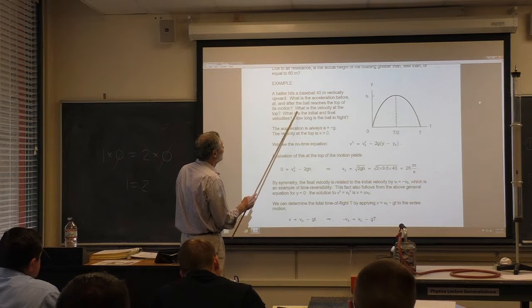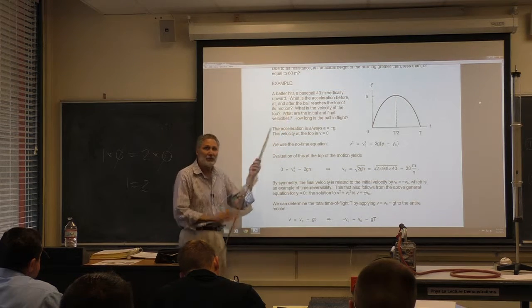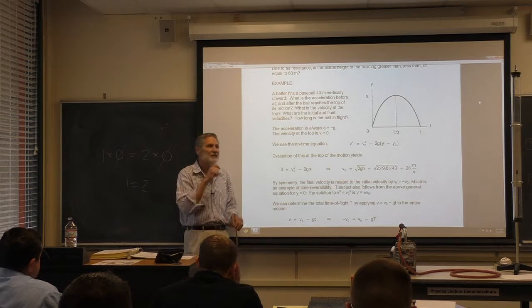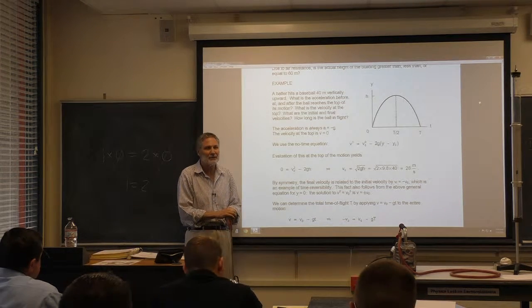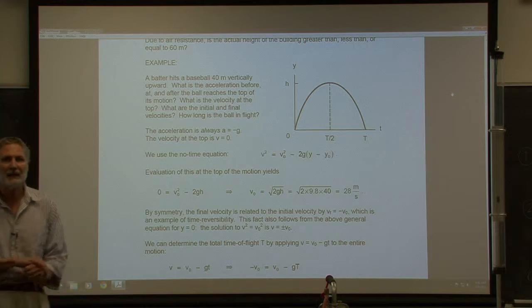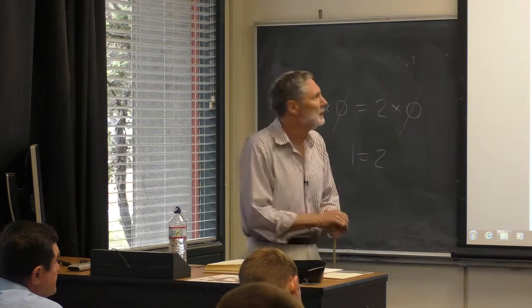What's the velocity at the top? We talked about this. It's turning around at the top. Actually, the technical name is it's a turning point. It's a nice phrase, right? So at that moment, the velocity has to be 0.